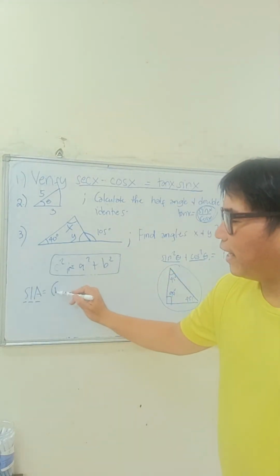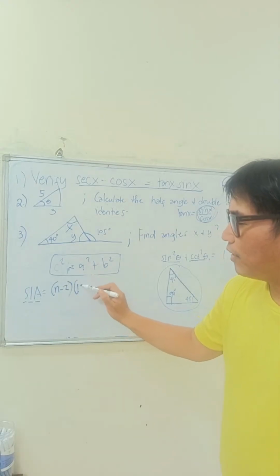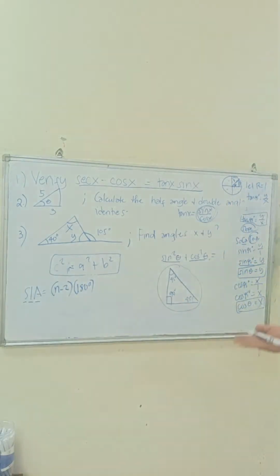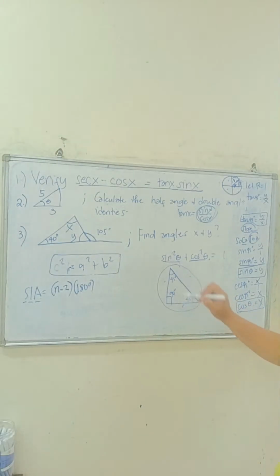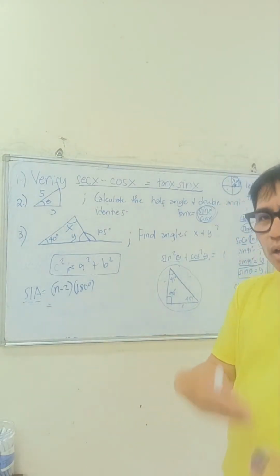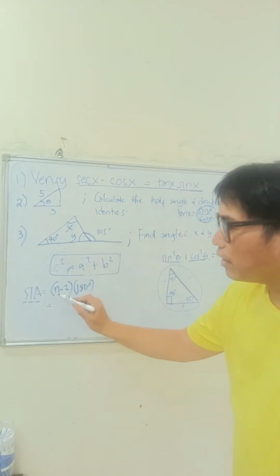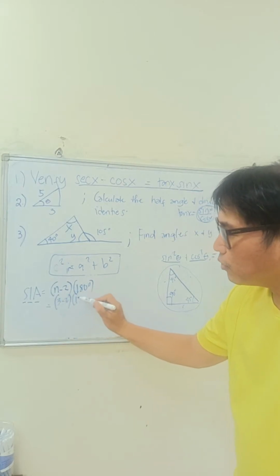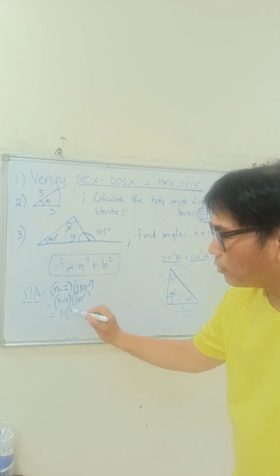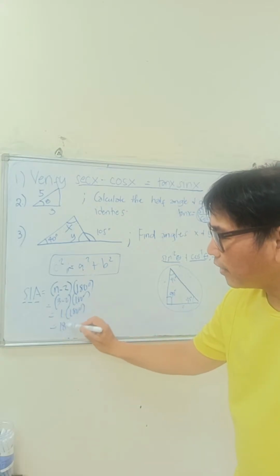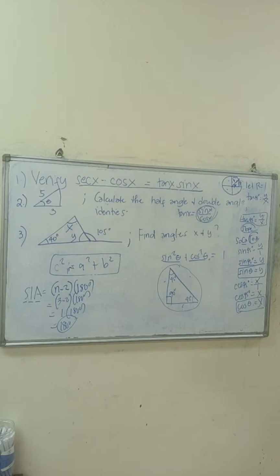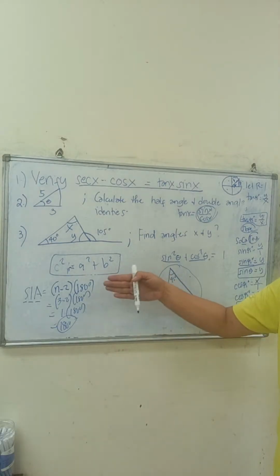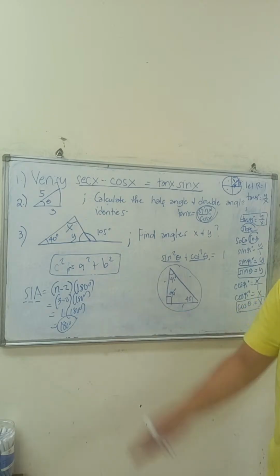The formula is n minus 2 times 180 degrees. How many sides does the triangle have? 3: 1, 2, 3. Substitute this in the sum of interior angles of a polygon: 3 minus 2 times 180 degrees, 1 times 180 degrees. This is 180 degrees. So this 180 degrees of our triangles, which our teachers told us every time, is coming from the sum of interior angles in the polygon concept.